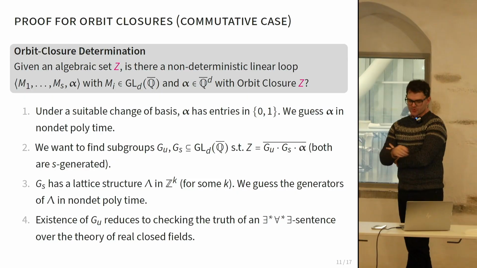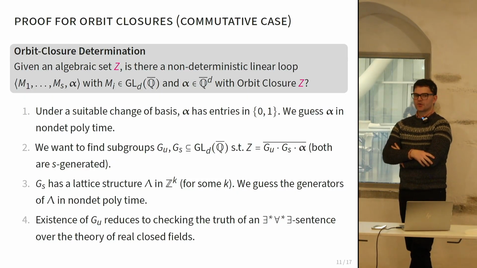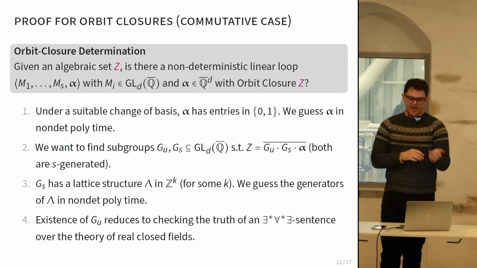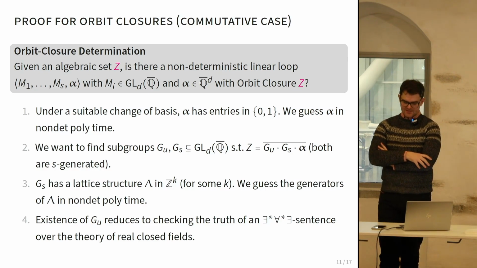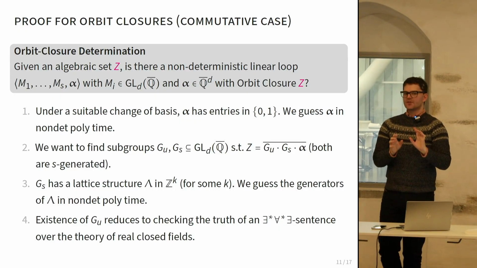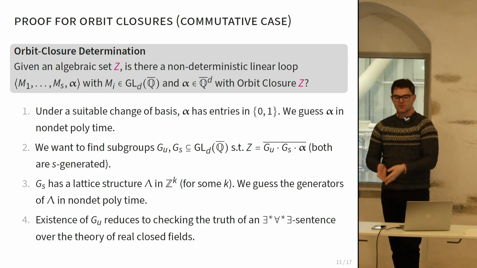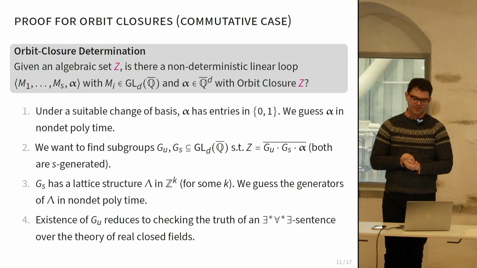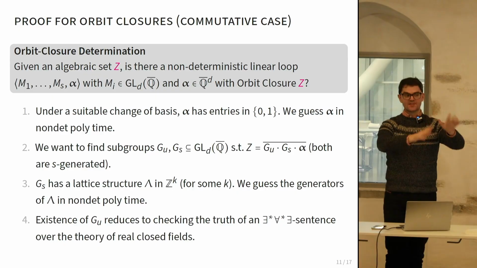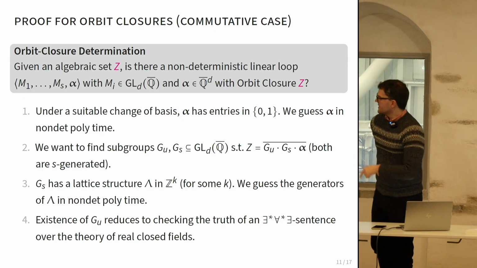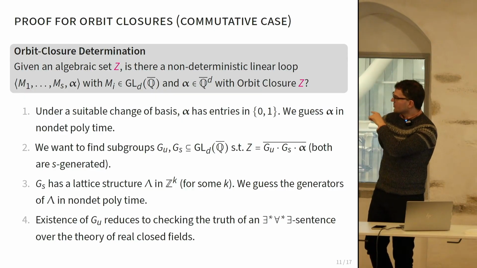The semi-simple matrices in step 3 have a lattice structure. This just means they act nicely in some arithmetic way. They'll live inside this nice commutative setting of Z^k. And again, because we know something about the generators, we can guess the generators associated with these semi-simple matrices in non-deterministic polynomial time. So finally, if all those things go well, you're at your final step and you're saying, well, I've got this Z and I need to know something about g_u g_s alpha.